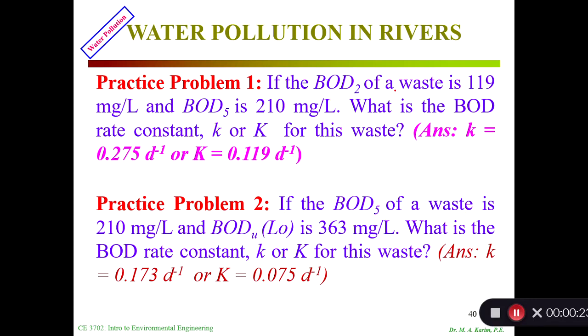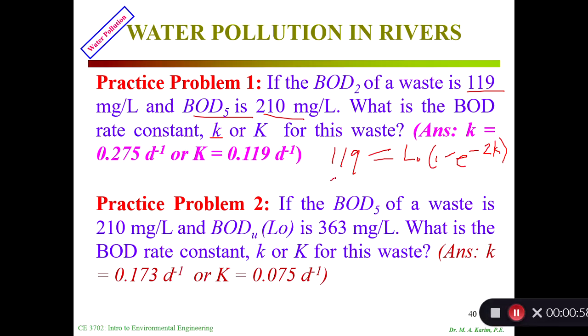If the BOD2 of a waste is 119 and BOD5 is 210, what is the BOD rate constant? K or capital K, it doesn't matter. In this case, I would say it's very easy to practice. If BOD2 is 119, then it equals L0, because we don't know L0, times 1 minus e to the power minus kt, where t is 2 and k is small k. This is one equation.